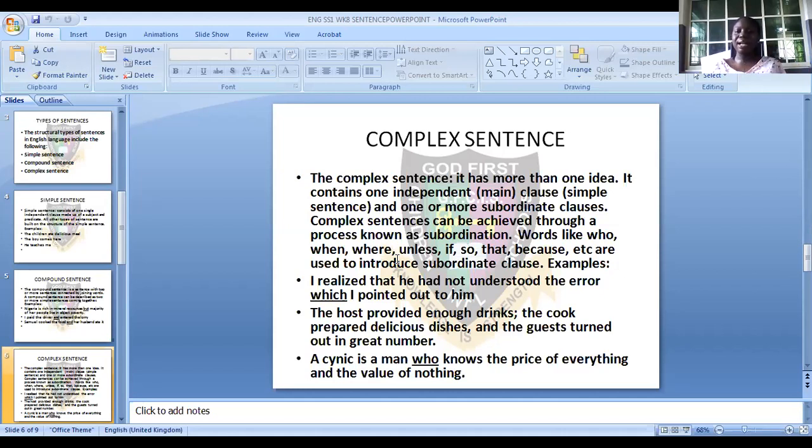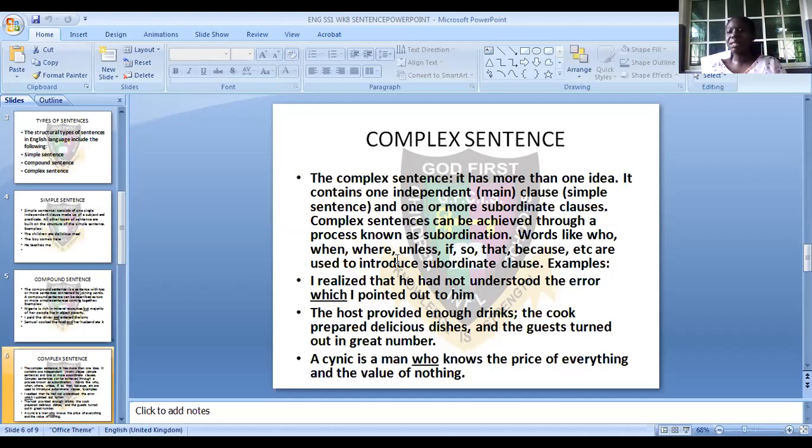I realized that he had not understood the error. I realized that he had not understood the error which I pointed out to him. Now let's look at this word, which. It is a subordinator. And we use it to introduce the subordinate clause that we want to add to the main clause. So we have, I realized that he had not understood the error, which I pointed out to him, and so on.